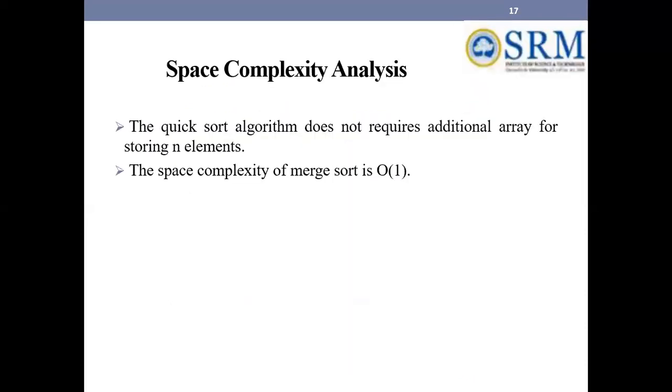And space complexity: it does not require an additional array. But in the case of MergeSort, we have 3 arrays: B and C, the sorted arrays, and the input array, the output is A sorted array. So we need 2 additional arrays for MergeSort. But in the case of QuickSort, all the operations are performed in a single array, the input array A itself. And the space complexity of QuickSort is order of 1.